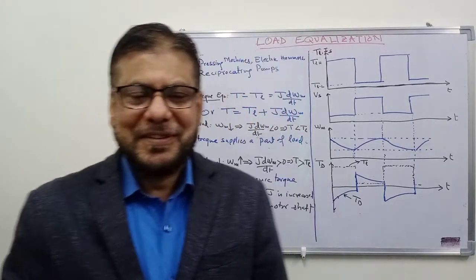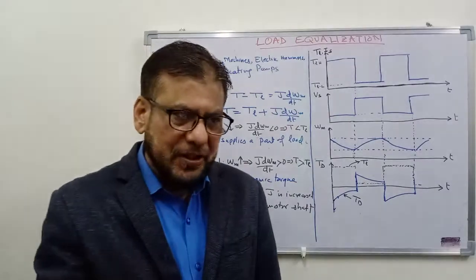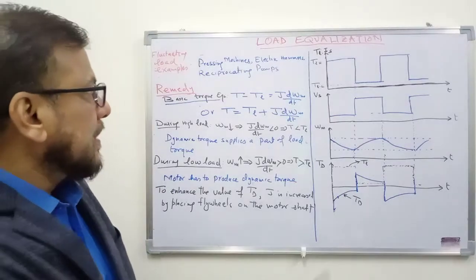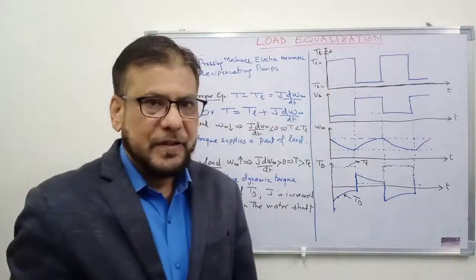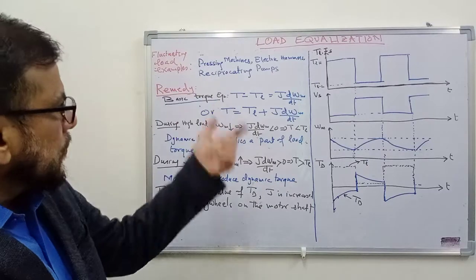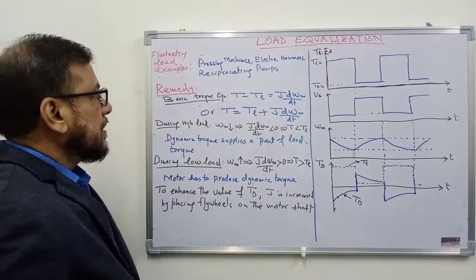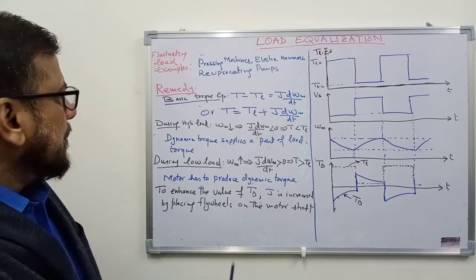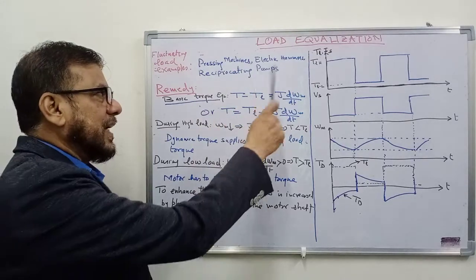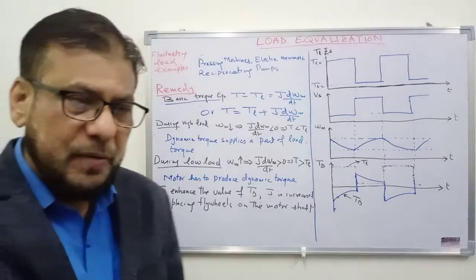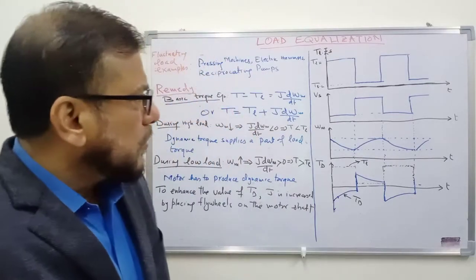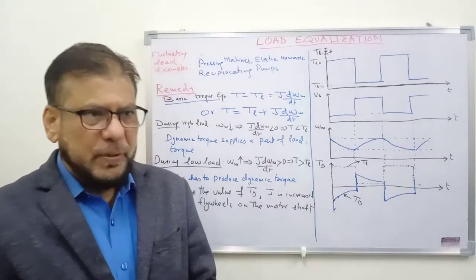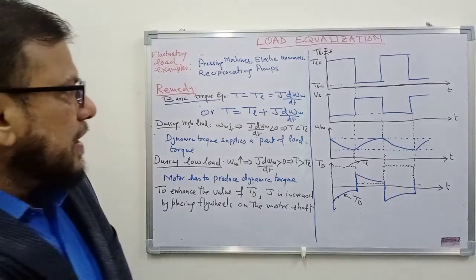Yes, hello students. In today's lecture, we shall discuss one topic, that is load equalization, and this is required in the case the load is fluctuating type. For example, if you have a pressing machine, electric hammers, reciprocating pumps, etc., where the load comes only for a short interval of time, and that is followed by a low load interval like this.